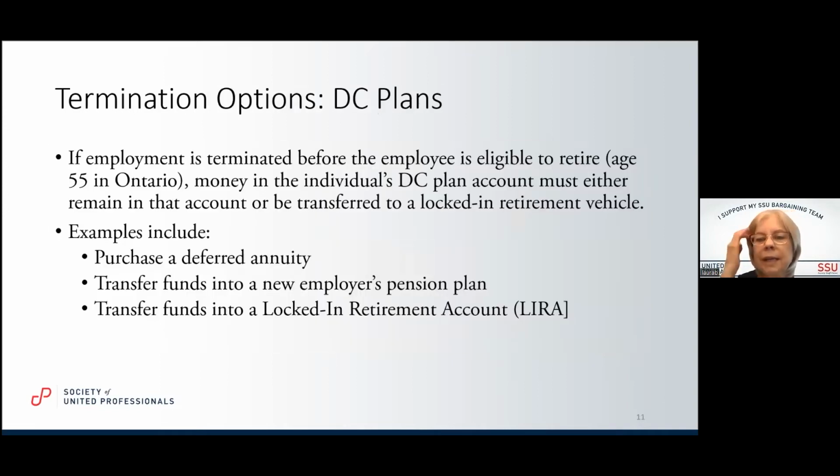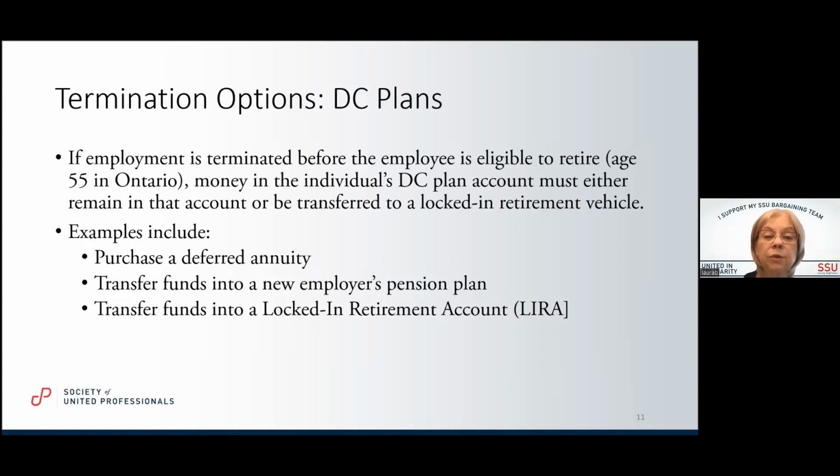Here's where we start to get into some of the acronyms that can be confusing, so we might as well just take the plunge. First of all, let's talk about what happens if you leave your employment before you are eligible to retire. That is at age 55 in Ontario. The normal age is 65, but everyone is entitled to retire as early as 10 years before that for Ontario regulated plans. So if that happens, termination before retirement eligibility, the money in the individual's account must either remain in that account or be transferred into a locked-in retirement vehicle.